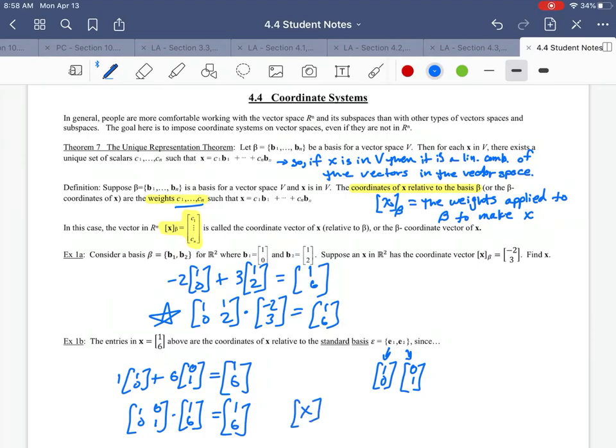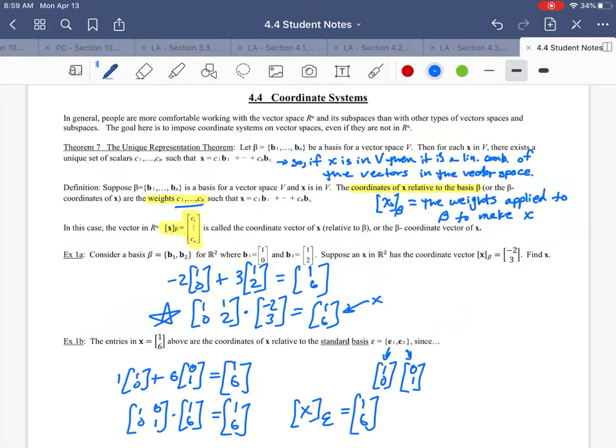So x relative to the standard basis is just 1, 6. So this looks the same as the original because it's the standard basis. All right, and remember what we found up here. This was x right there.